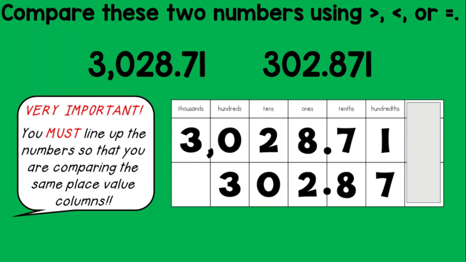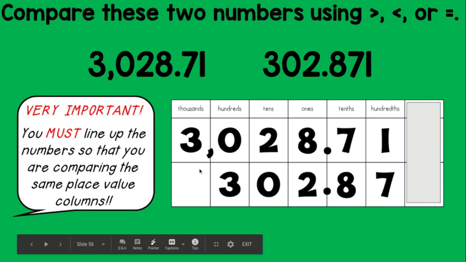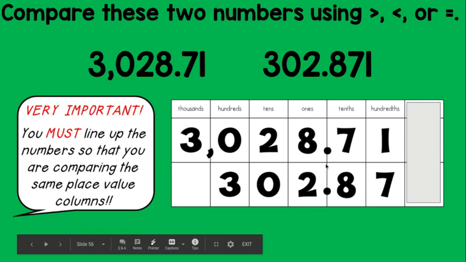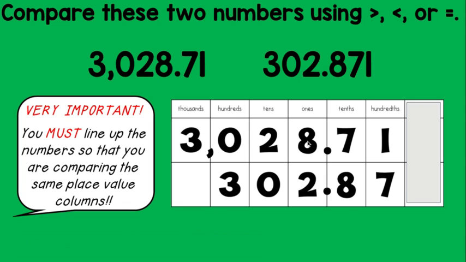Oh, very important. You must line up those numbers so that you're comparing the same place value columns. Because if we were to line these up incorrectly, we would have put the two threes together, the two zeros together, the two twos together, and it would have been super duper wrong. So it's important, especially in fourth grade, that we always line up these decimals. So we've got the places in the right place. Now we've got 3,000 compared to nothing.